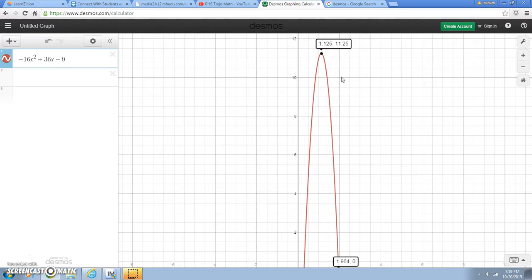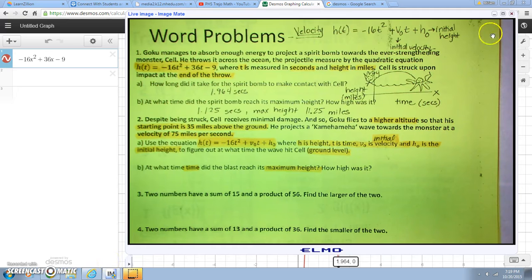1.125 seconds, and the maximum height that it reached was 11.25 miles. Okay, so you're going to go ahead and complete that answer on your handout. 1.964 seconds, 1.125 seconds at a maximum height of 11.25.